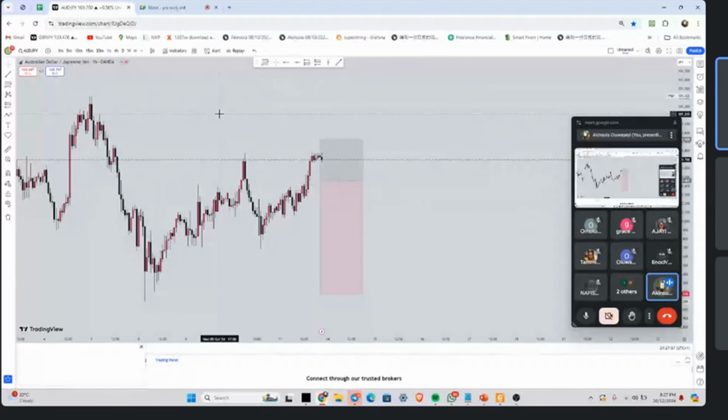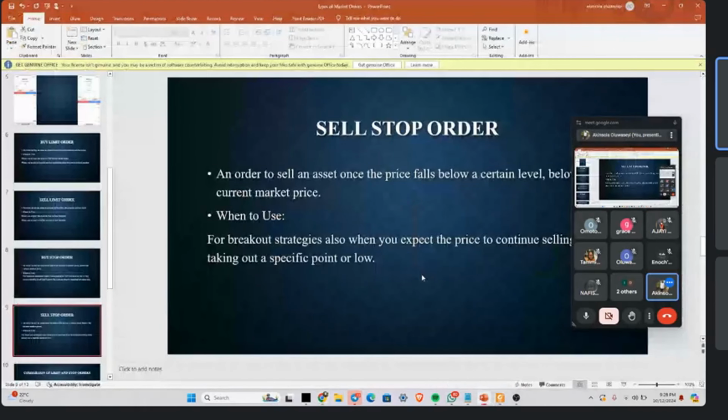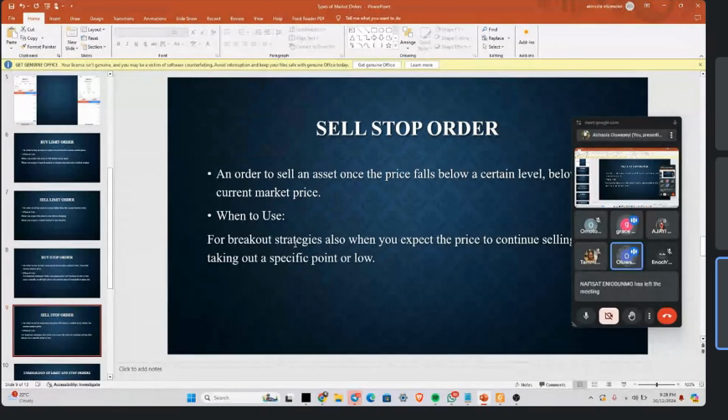So do we understand? Or is there any question? Clap for yourself if you understand. If you don't understand, please unmute yourself and let me know. I don't understand. You don't understand the stop order, right? I understand the buy stop, but I don't understand the sell stop. Okay.